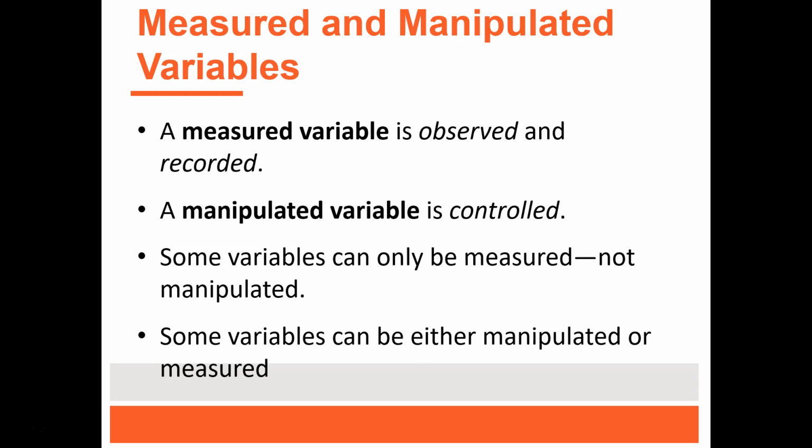If you're doing a study comparing people diagnosed with schizophrenia compared to people who are not diagnosed with schizophrenia, whether or not they have schizophrenia is a measured variable. I can't manipulate it. All I do is ask the question and measure or observe and record what they say. A manipulated variable is something you can manipulate.